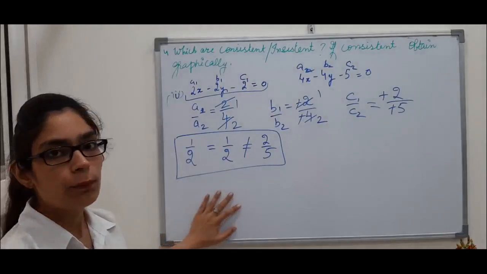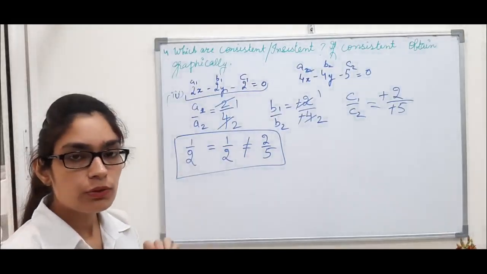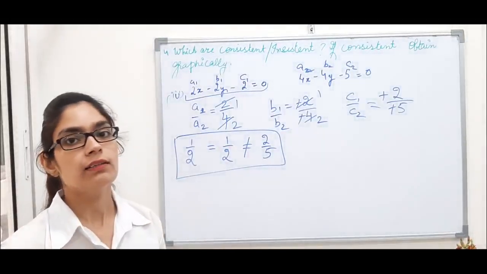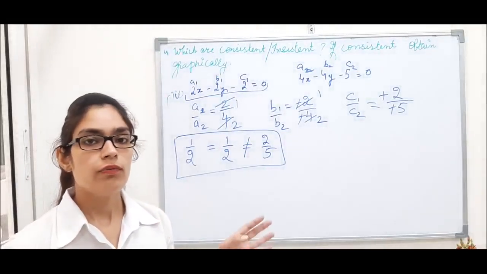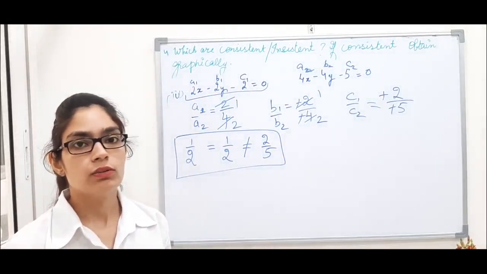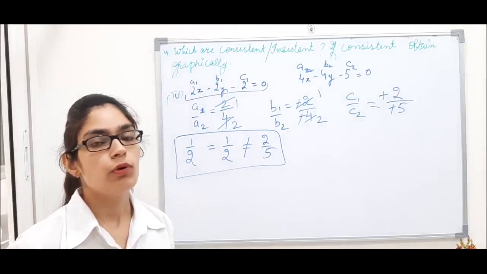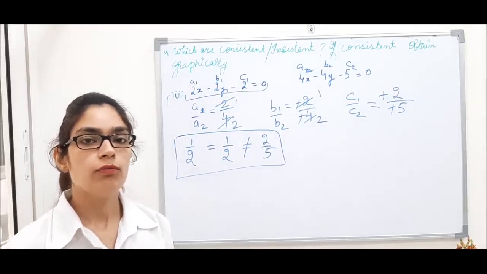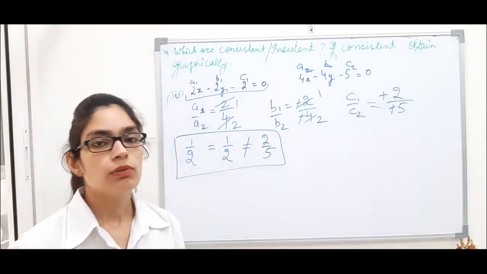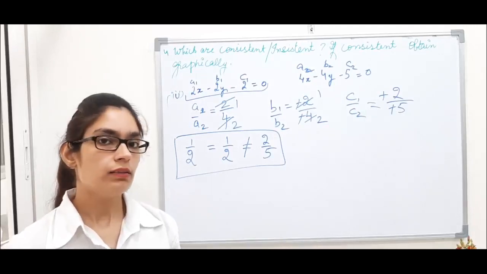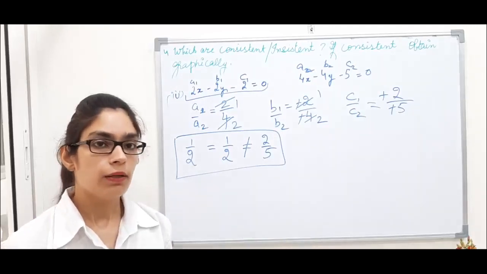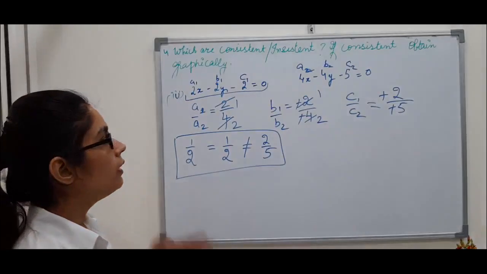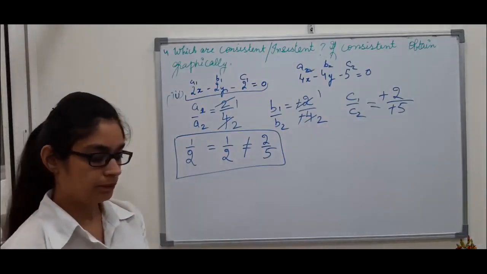So now I hope you have understood, if a solution is unique, then the system is consistent. If it's parallel or coincident also, it will be inconsistent. For parallel it will be inconsistent, but for coincident lines it will be a dependent solution, because all the solutions will be equal. All the points will be equal. Now let's do the next sum.